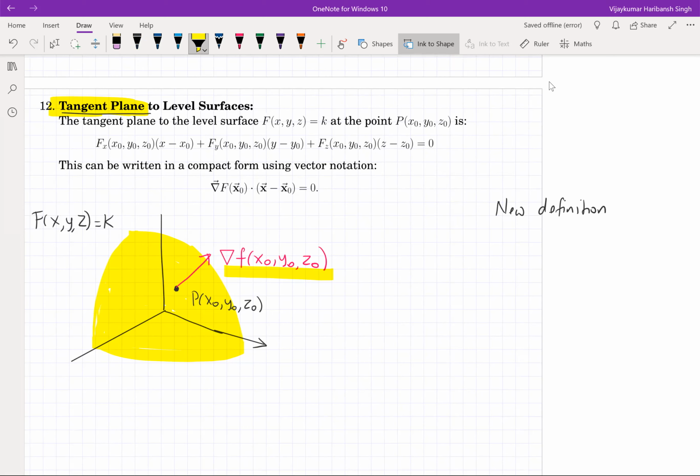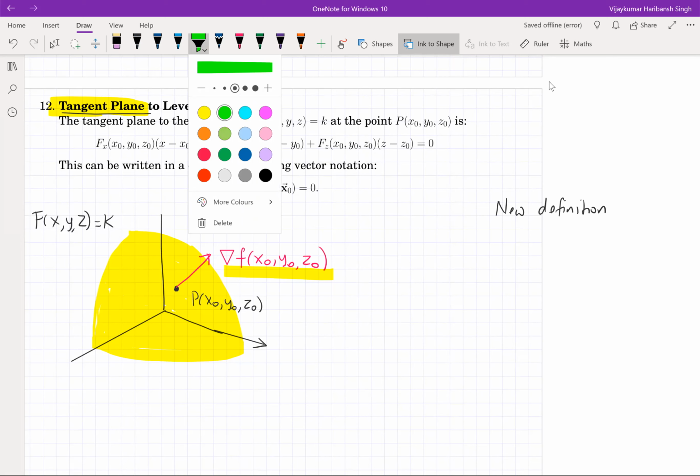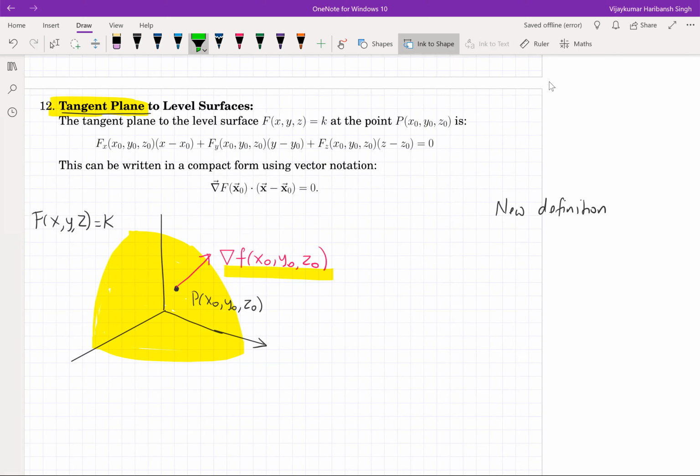So if you look at that, it will look quite like this. And this is the normal to that tangent plane. Okay. So now the question is, how do you find the equation? Well, you already have the normal, right? So if you already have the normal, this is your n.